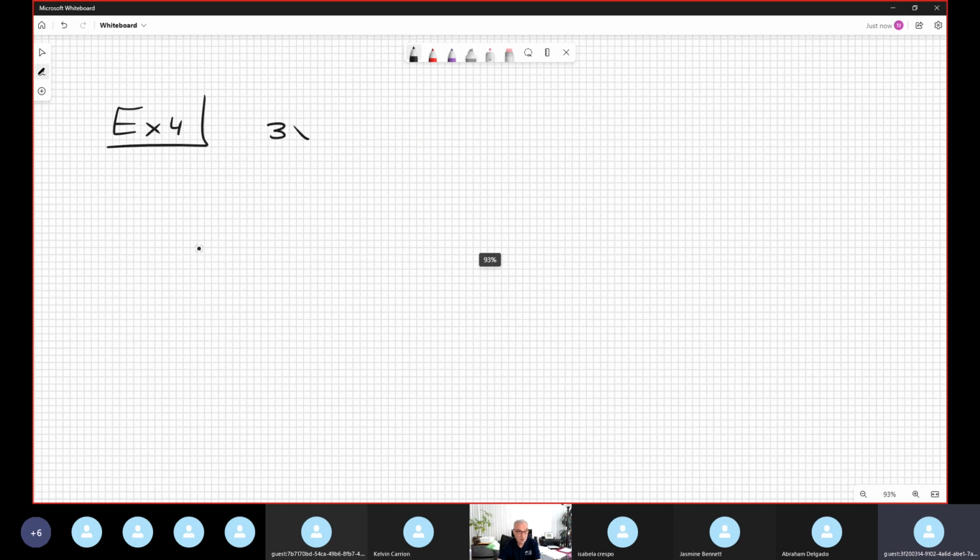Example 4 is 3x squared plus 7y squared plus 6x minus 28y plus 10 equal to 0. This problem is the most complicated case that you can see in the test. However, it is similar to example 3 because we have a translation of the center. But in example 3 the factorization was already done. In this case, no. In this case, you need to do the factorization.